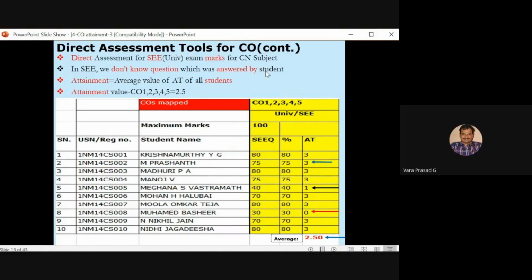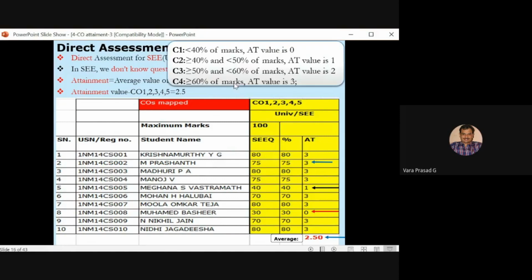In that circumstance, how do you calculate the CO attainments? That is the question. Now, in previous slides, with respect to the computer network subject, how many COs are there? 5 COs are there. Okay. Now I'm keeping 5 COs here. Now, there is a formula to calculate the attainment value here. Attainment value is the average value of all the students. You have to take it. Now, in order to calculate the CO attainment value, I'm using the four conditions here.